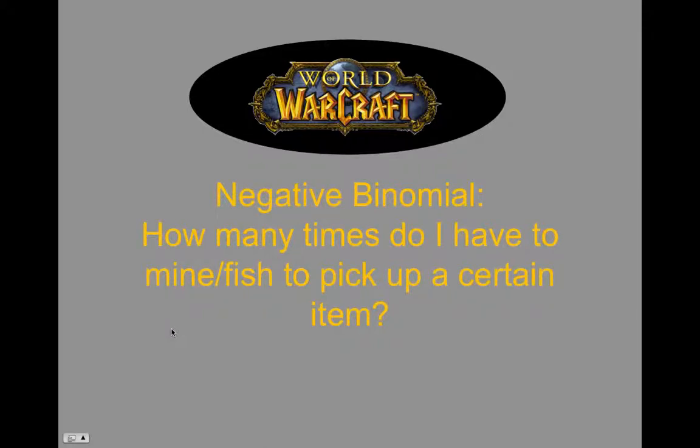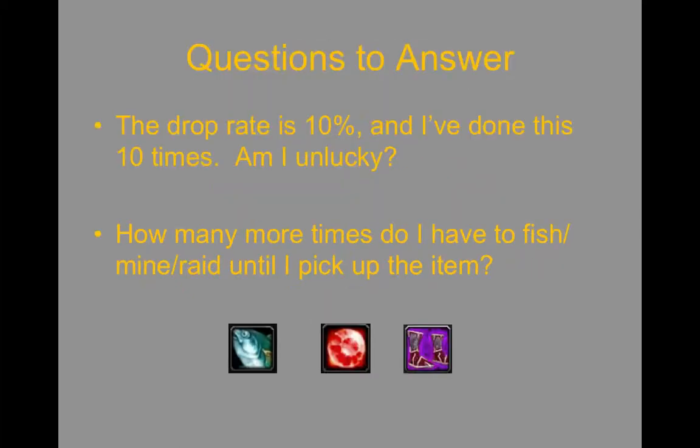I'm going to talk about how we can use the negative binomial, a distribution in statistics, to determine how many times you have to mine or fish in order to pick up a certain item in World of Warcraft. So if the drop rate of an item in World of Warcraft is 10%, and I've done this 10 times, the question is, am I unlucky, and how many more times do I have to fish or mine or raid until I pick up the item?